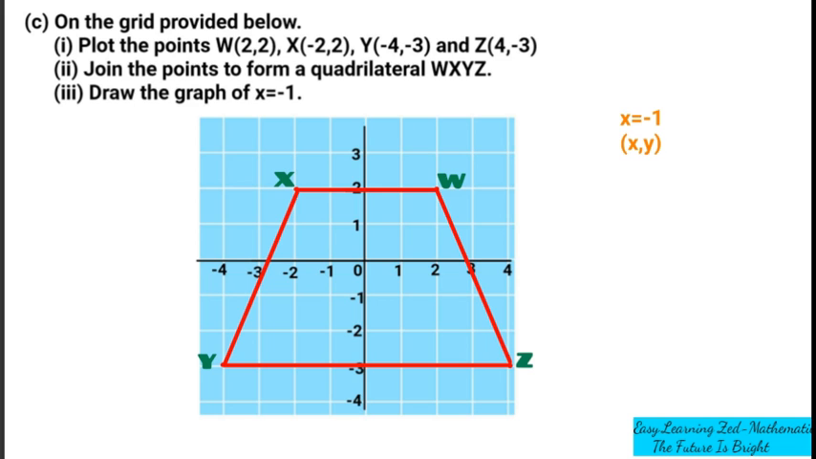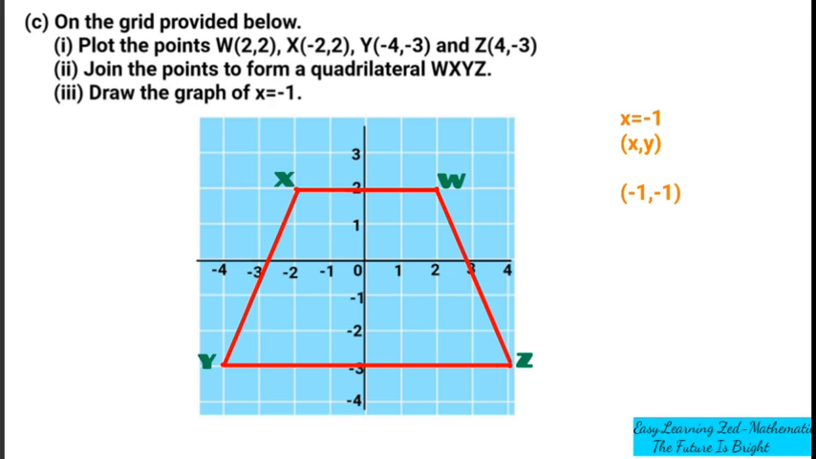So that means the coordinate for x will always be negative 1, no matter how many coordinates you come up with. Always the value of x will be negative 1. For example, we can have a coordinate which is negative 1, negative 1, so this coordinate has negative 1 as the reading of the y-axis as well.